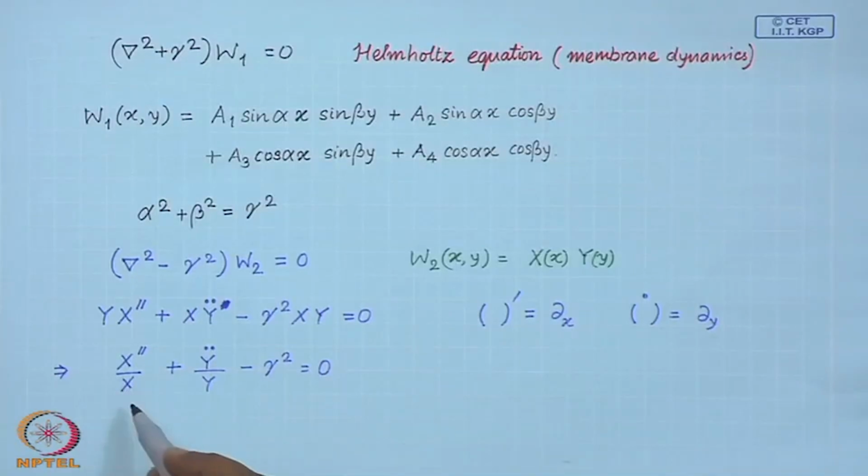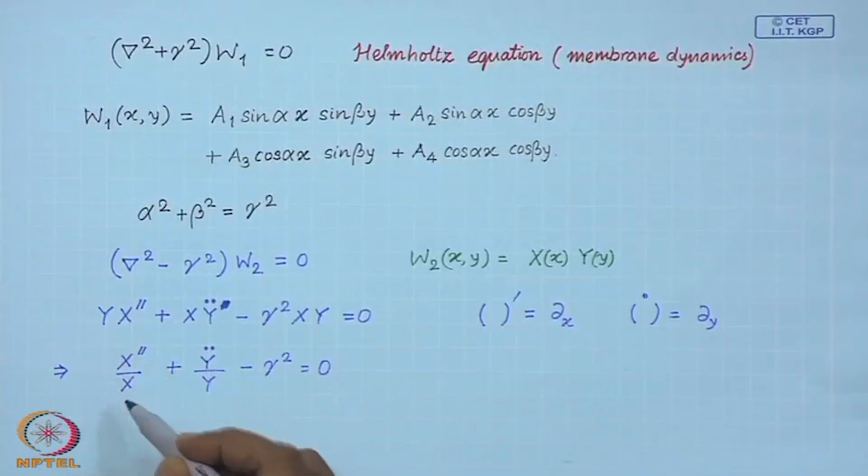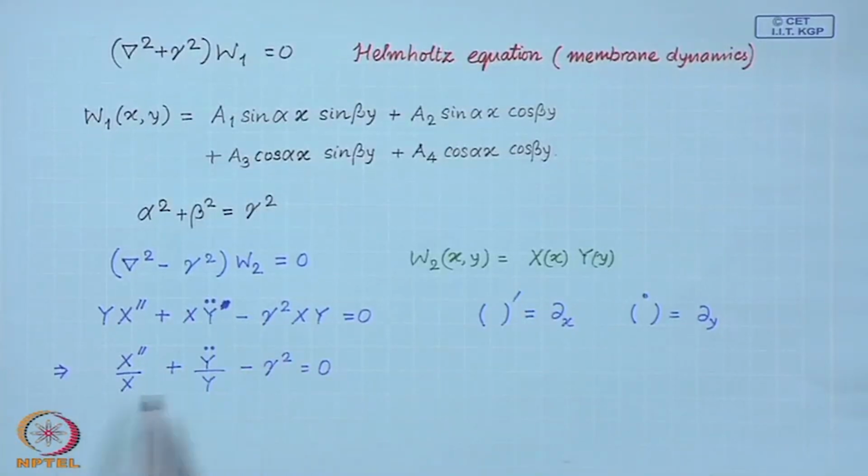Now, you see that this term is solely a function of x, this term is only a function of y, and this is a constant. So, for arbitrary x and y, if this equation has to be satisfied, then each of them must be constants. So that would imply, let me indicate this constant by alpha bar square.